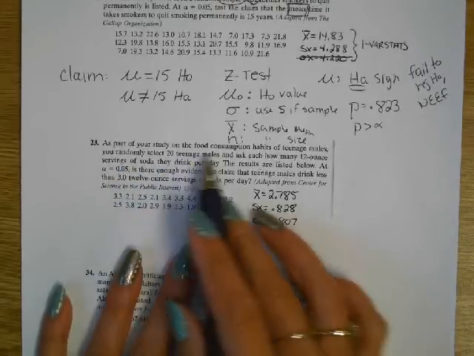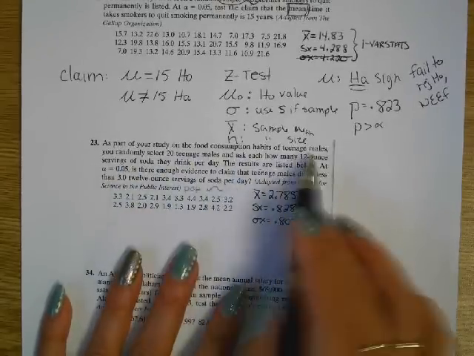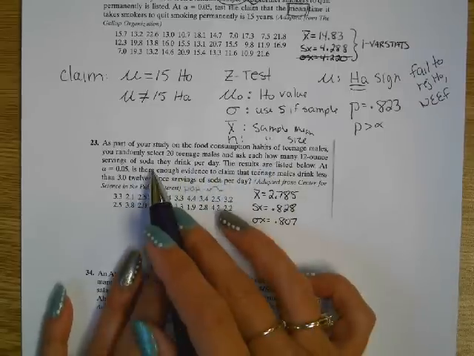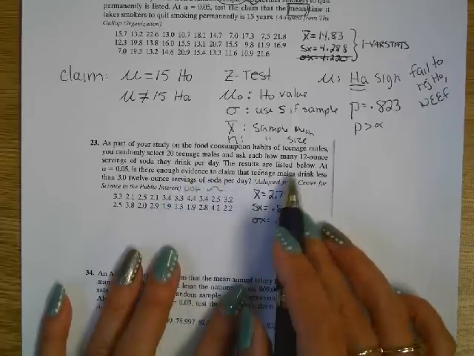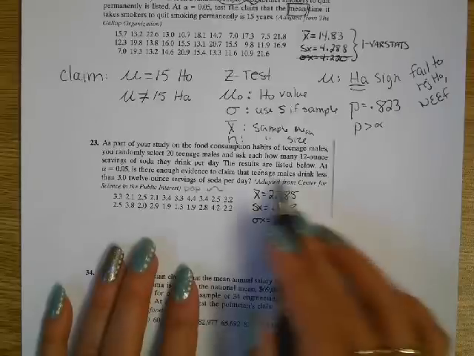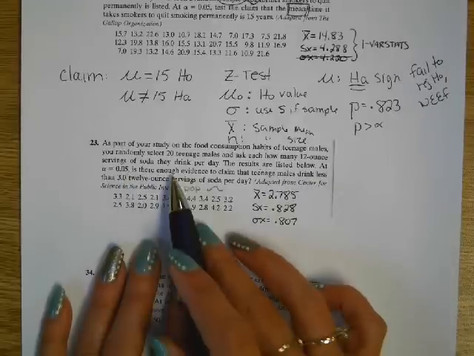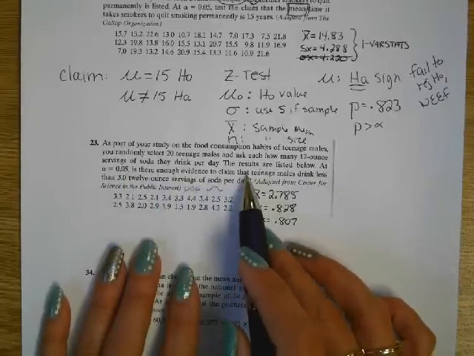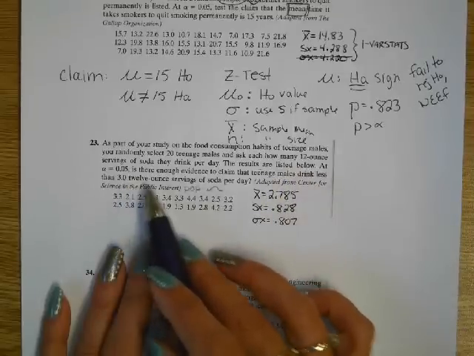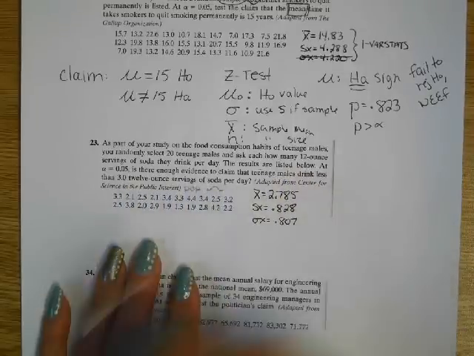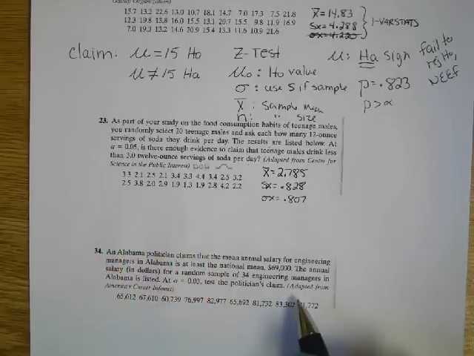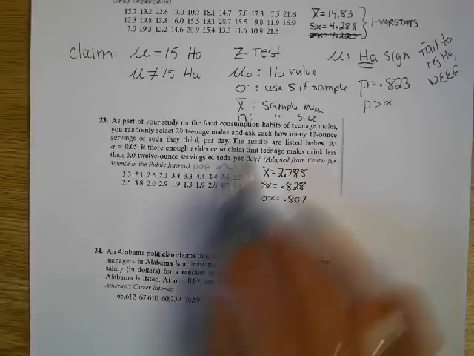As part of your study on food consumption habits of teenage males, you randomly select 20 teenage males and ask how many 12-ounce servings of soda they drink per day. The results are listed below, which I took the time to type in for you, gave you mean, S, and sigma. At alpha equals 5%, is there enough evidence to claim that teenage males drink less than 3 12-ounce servings of soda per day? So we were looking for the average number. It doesn't really say average in there, but that's what it is.